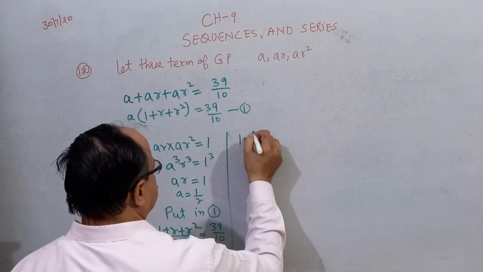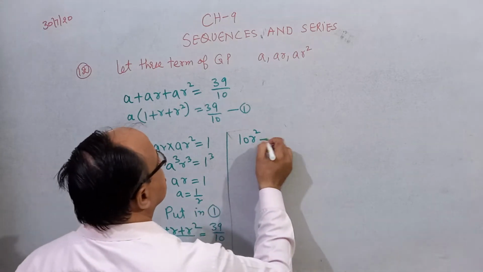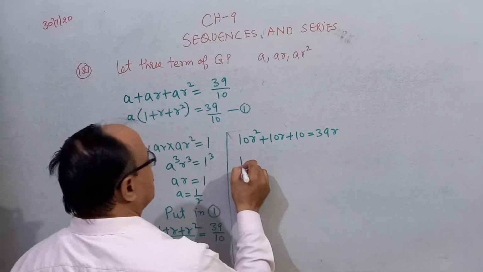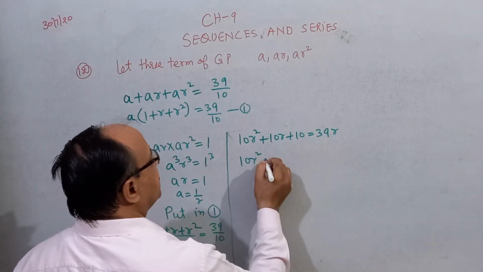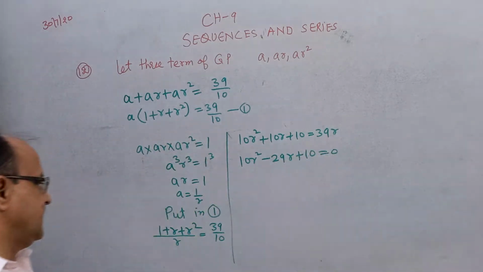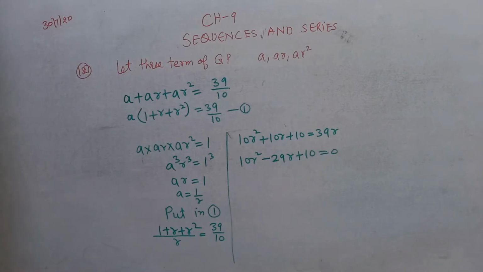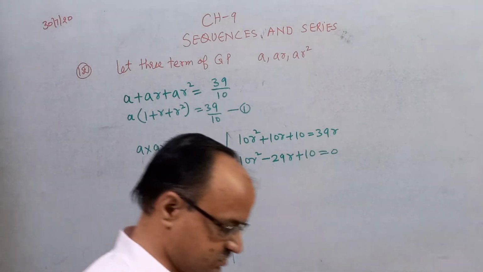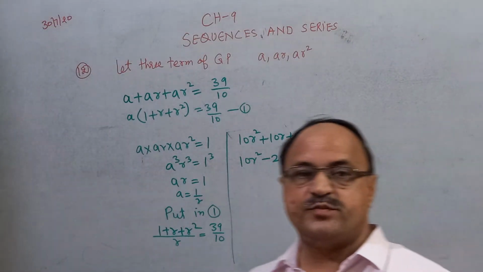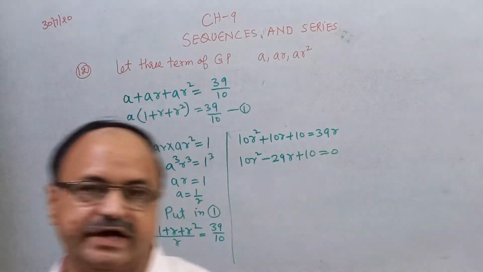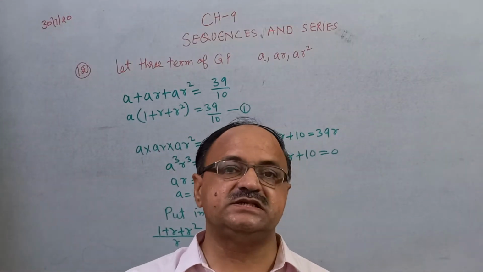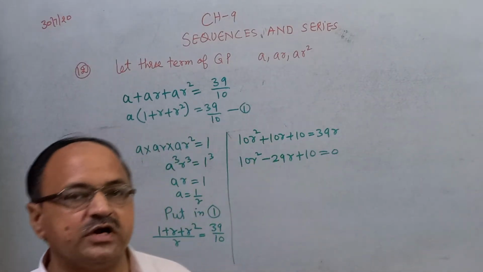10R square plus 10R plus 10 is equal to 39R. 10R square, 10R minus 39R, that is minus 29R, plus 10 is equal to 0. This is the quadratic equation. And now split the middle term. You know very well, 10 into 10 is 100. Product 100 and sum 29. Choose any two numbers such that their sum is 29 and the product is 100.